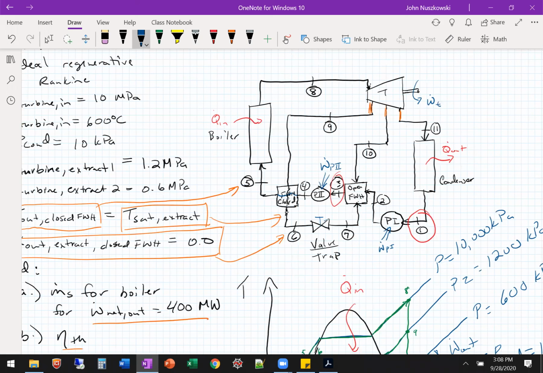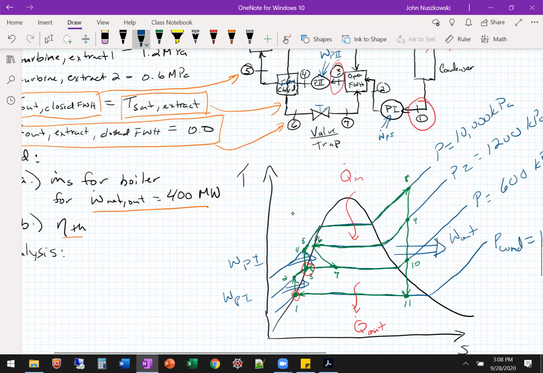If we do 10, we're extracting there at 10, and we're just going into the open feed water heater and mixing with 2 and 7 to get us 3. So 10 is basically mixing with 7 and 2 to give us that point 3 right there.